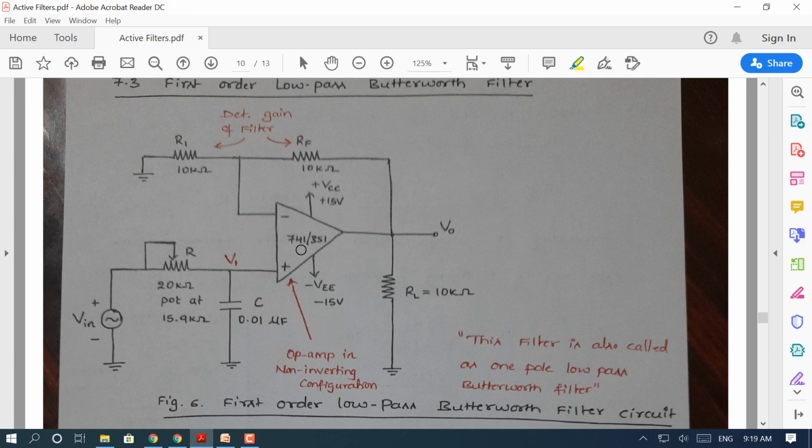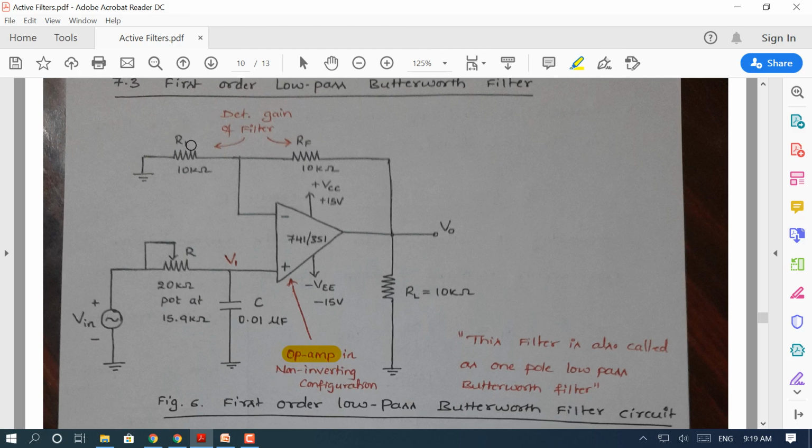Either you can use 741 or 351 or the op amp that I mentioned earlier. High speed op amps can be used in this place. The op amp is connected in non-inverting mode. We can see here the input signal is provided to the non-inverting terminal of the op amp, and the capacitor here. The RC element forms the filter in this circuit. So the op amp is used in non-inverting mode of configuration.